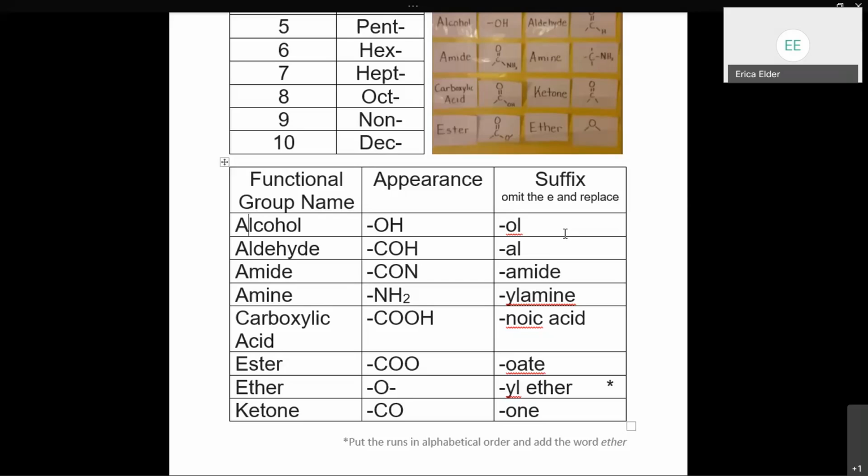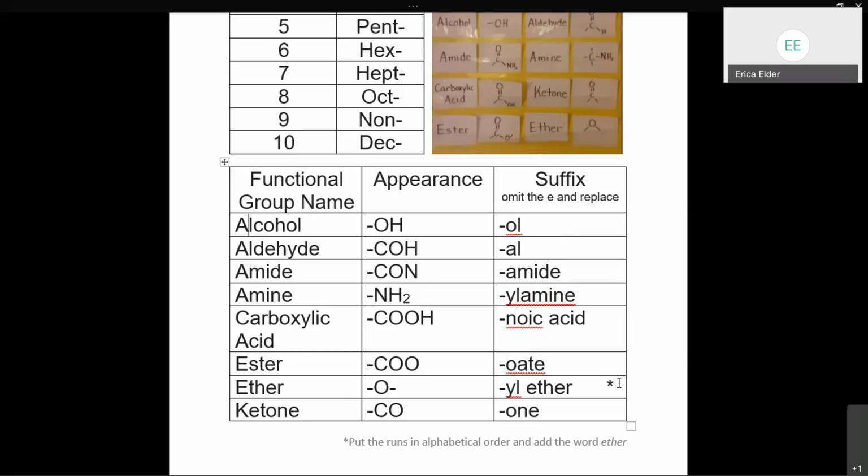You will notice with ether, there is an asterisk. You will notice that you have two runs off of your oxygen. So you'll have to name each of those runs. And in doing so, you'll have to place them in alphabetical order.